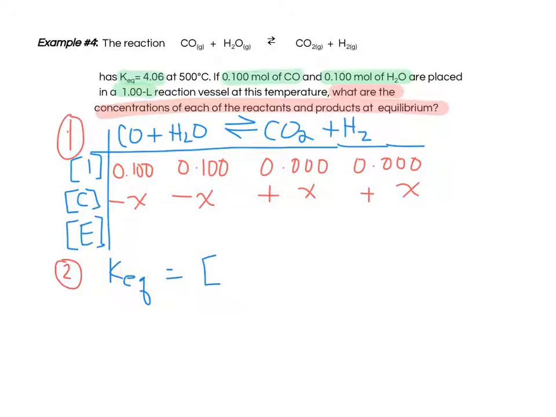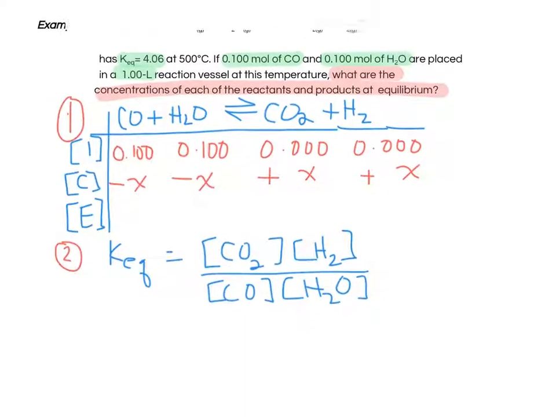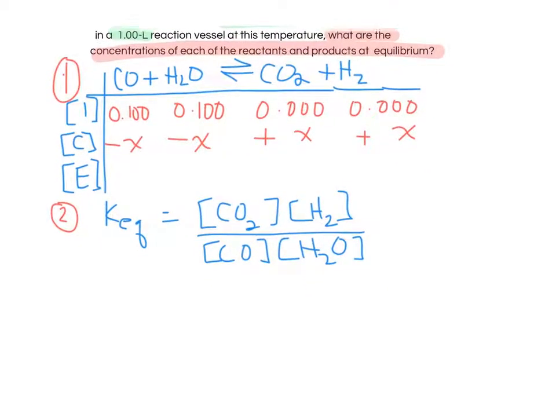So K equilibrium is equal to the concentration of my products, in this case CO2 and H2, raised to the exponent that is their coefficient. In this case it's a 1, so we're good. Divided by the same thing for my reactants, so CO times H2O. So there we go. I'm going to move this up just a smidge.